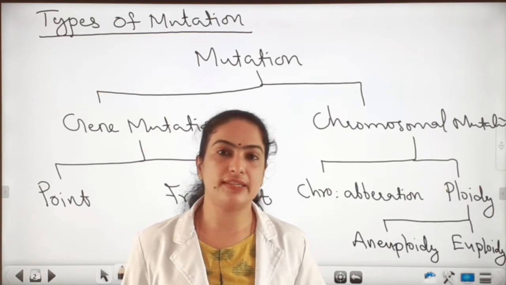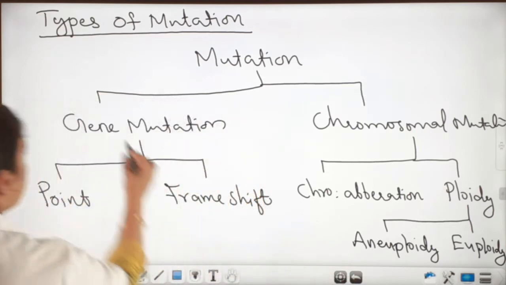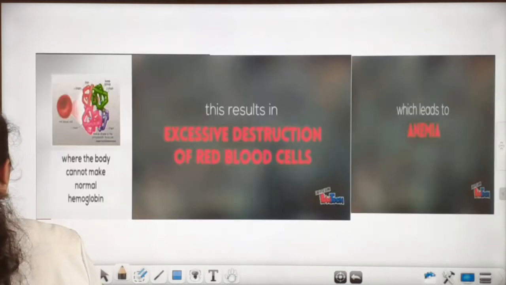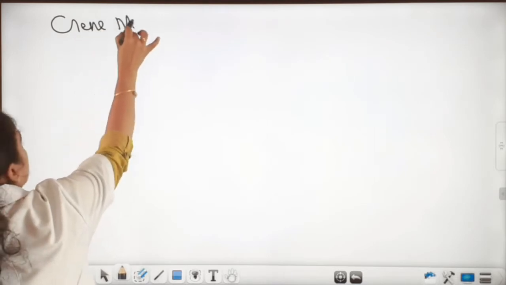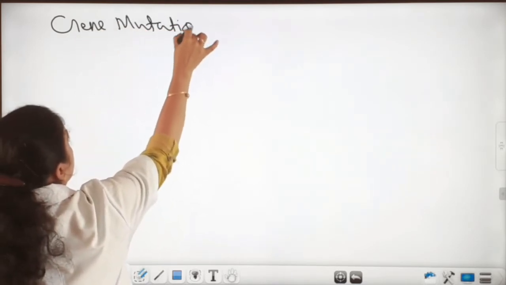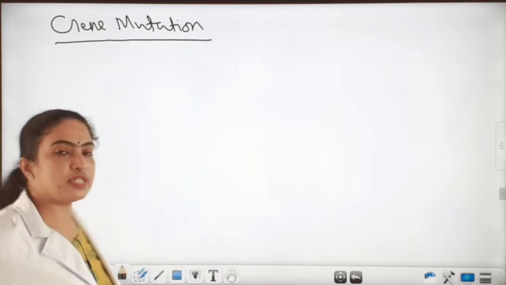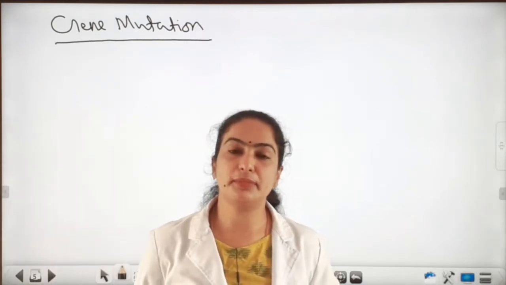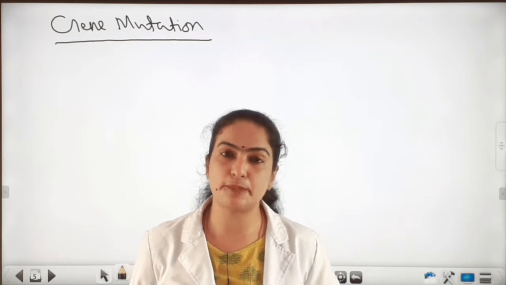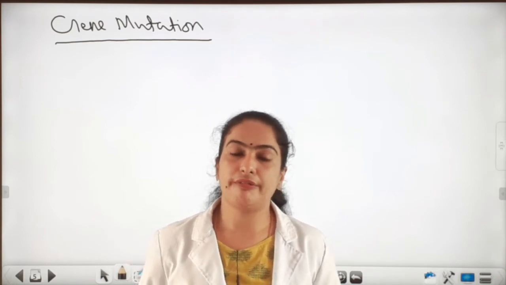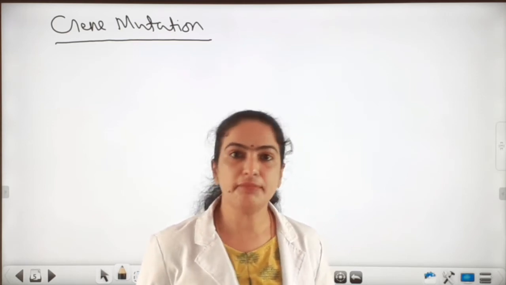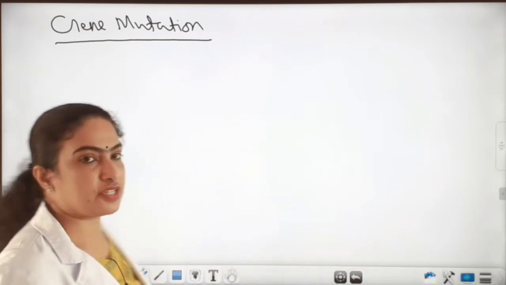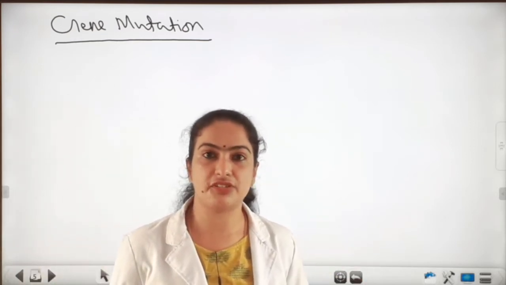Now, next we can see one by one in detail. First, we can see gene mutation in detail. Gene mutation means a sudden heritable change in the single base pair of the segment of DNA. In the segment of DNA, there is a change in the single base pair, and that mutation is called gene mutation, or a single gene gets changed.